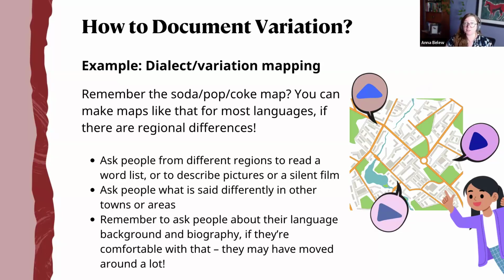You can also ask people overtly how things are said differently in other towns, in other provinces, whatever. Because most people, again, have a pretty good intuition about that and can point you in the right direction. Like, oh yeah, in that province, they say this thing totally differently.